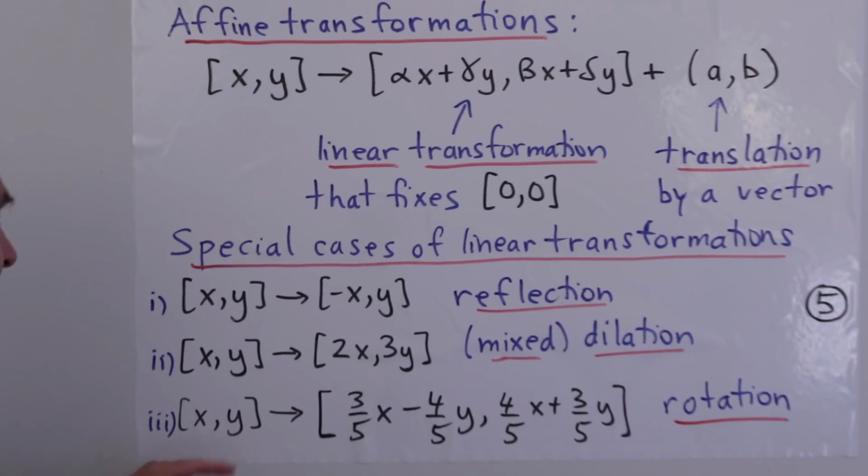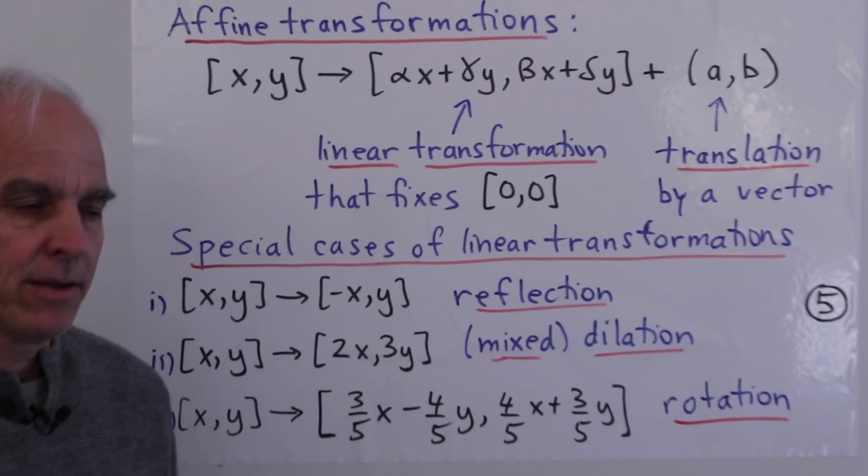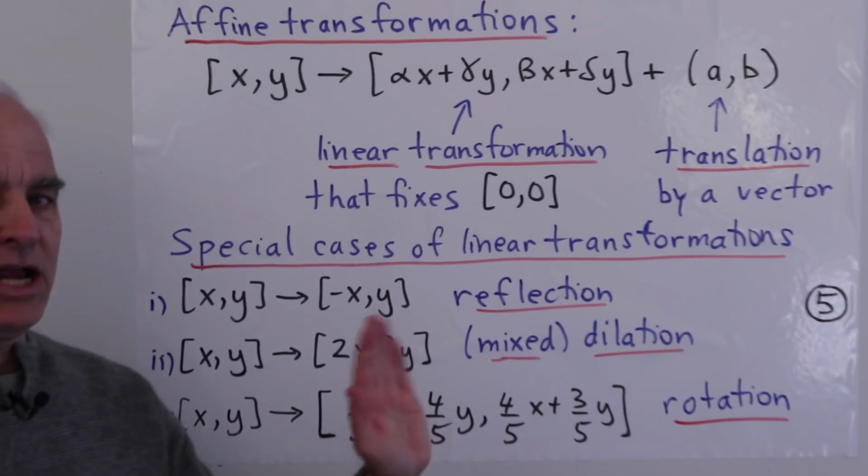And another more complicated example is the transformation that sends xy to 3/5 x minus 4/5 y, 4/5 x plus 3/5 y. This turns out to be a rotation.